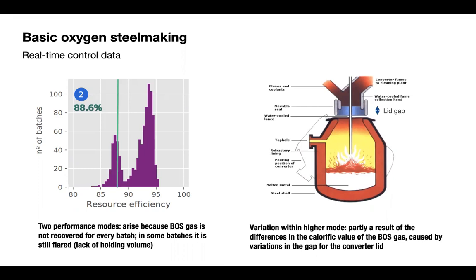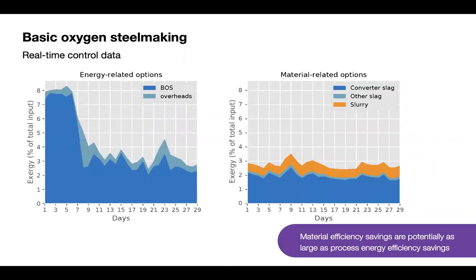And also we found an issue with the lid gap on the BOS, which was changing the calorific value of the gas that was going to the power plant. And that was making a big difference in the second spike on the right-hand side here. And when we looked overall, we had two different modes of operation, one with the BOS gas, one without. So the without is the 8% loss, with is down to about 3% loss, that's in energy. But we found equivalent amounts of exergy or value being lost as material from these processes as well, around 3% of the total input. And very few studies look at the material, so that was very important.